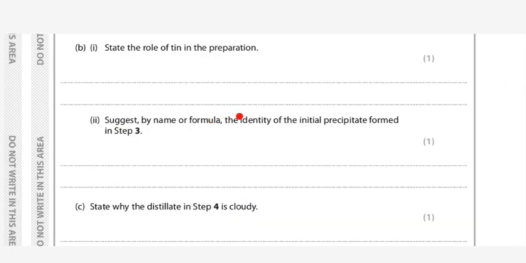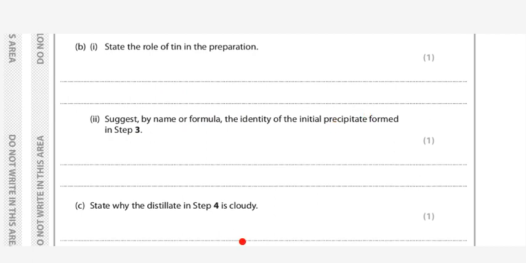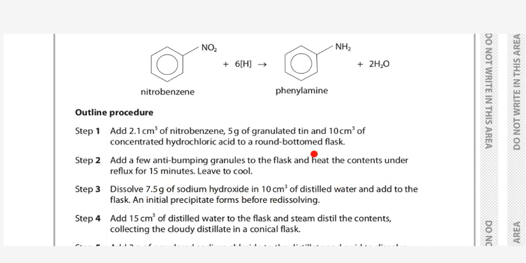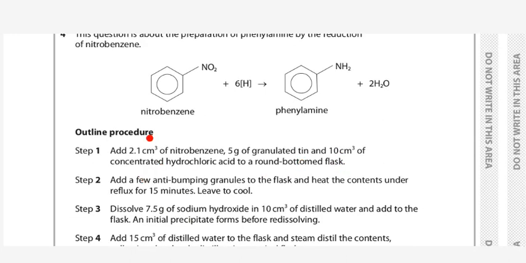Suggest the name or formula, the identity of the initial precipitate formed in step 3. Step 3: sodium hydroxide, distilled water, initial precipitate formed. What is the precipitate here? This is tin. Tin with hydrochloric acid gives tin(IV) chloride, or tin(II) chloride, say. Sodium hydroxide added, precipitate is formed. Let's see. It has to be a precipitate of tin.